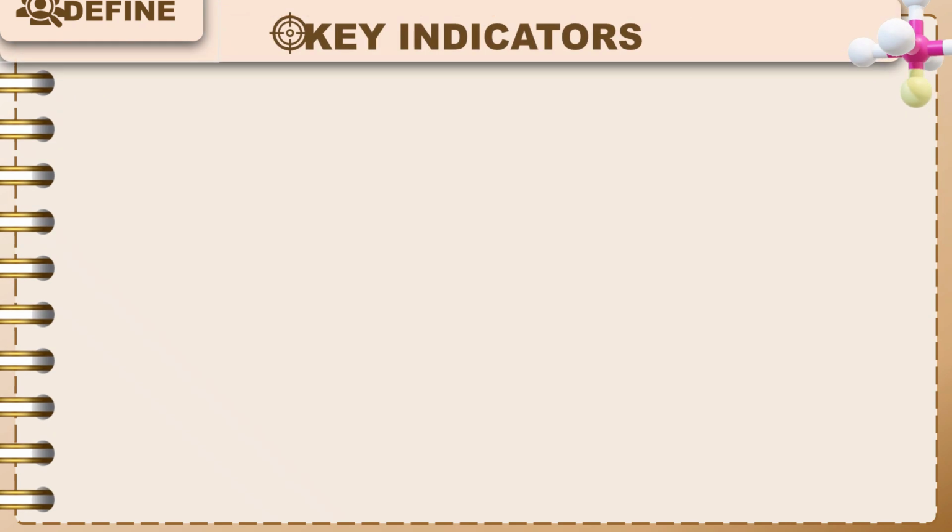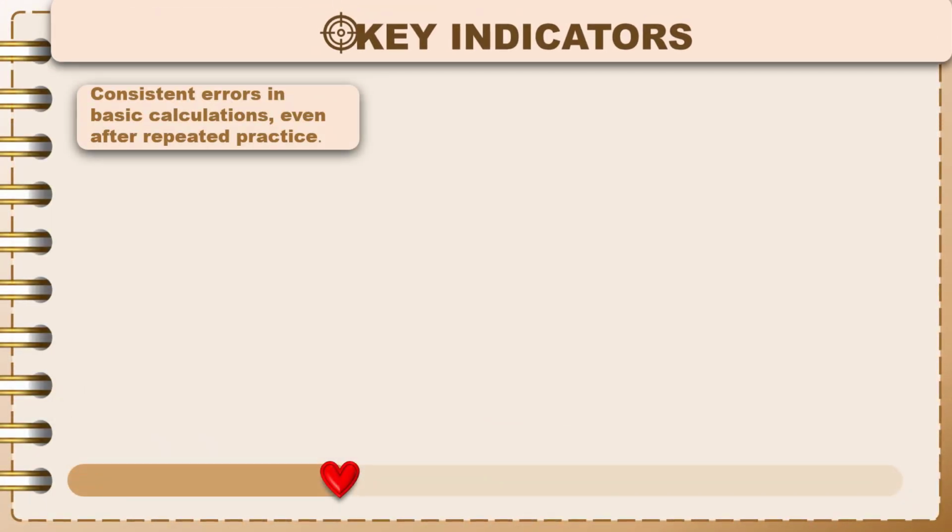What are some key indicators that students may be experiencing mathematical learning difficulties? And how can teachers differentiate between a learning difficulty and a lack of foundational knowledge? One sign is consistent errors in basic calculations, like repeatedly getting multiplication facts wrong even after lots of practice. If a student keeps making mistakes with basic math tasks despite repeated teaching and practice, this may be a sign of a deeper learning issue that needs targeted support.